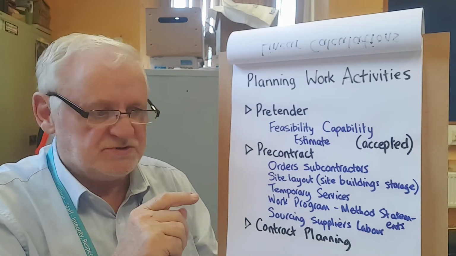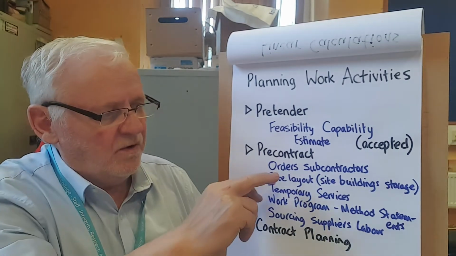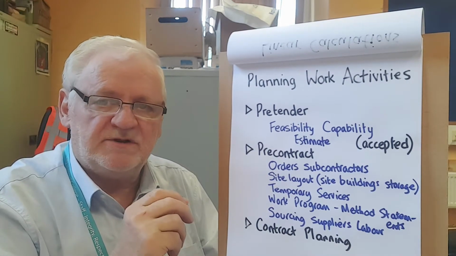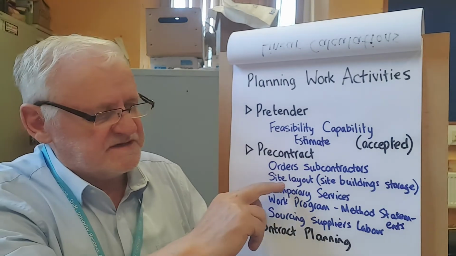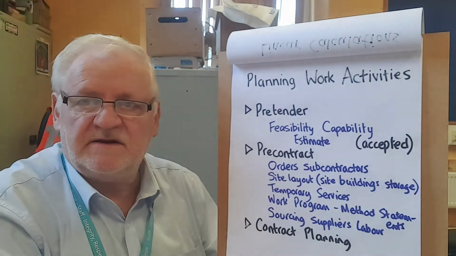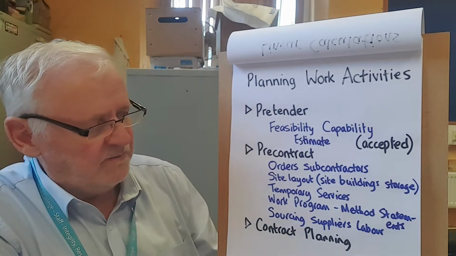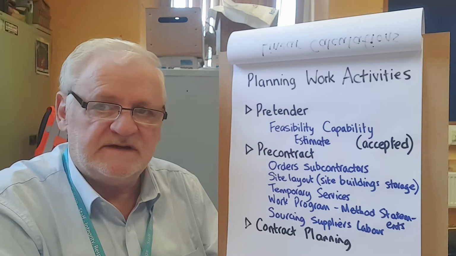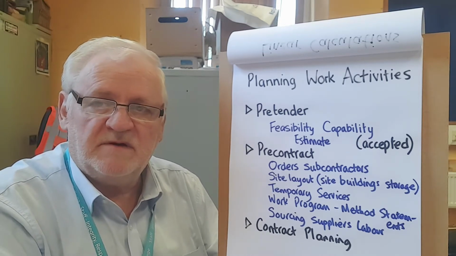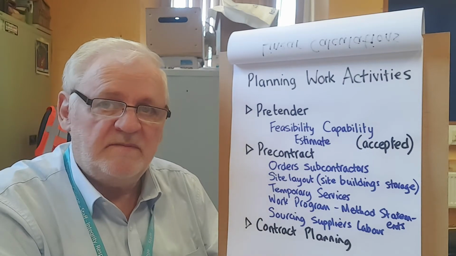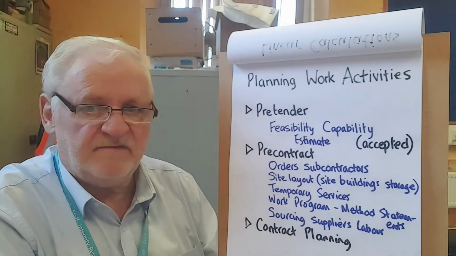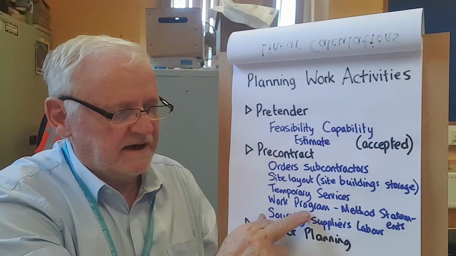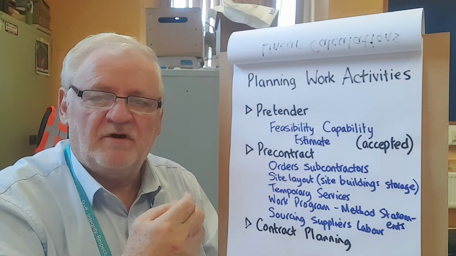Before we draw up the contract, we need to order the subcontractors. We need to find out who are the people that are going to subcontract to us. We need to work out the site layout and the site buildings that are going to be needed to do this. And we also need to work out what are the temporary services that we're going to be needing. We'll need to have possibly sewage. We're going to need to have electrical supply. We may need to have other services provided like telephone. And the next needs to be a work program worked out. And we'll talk about a work program in a minute.